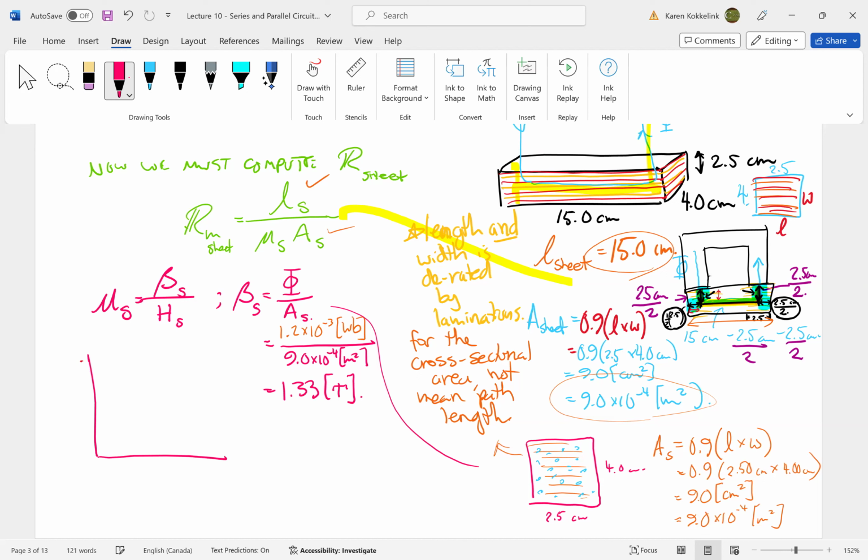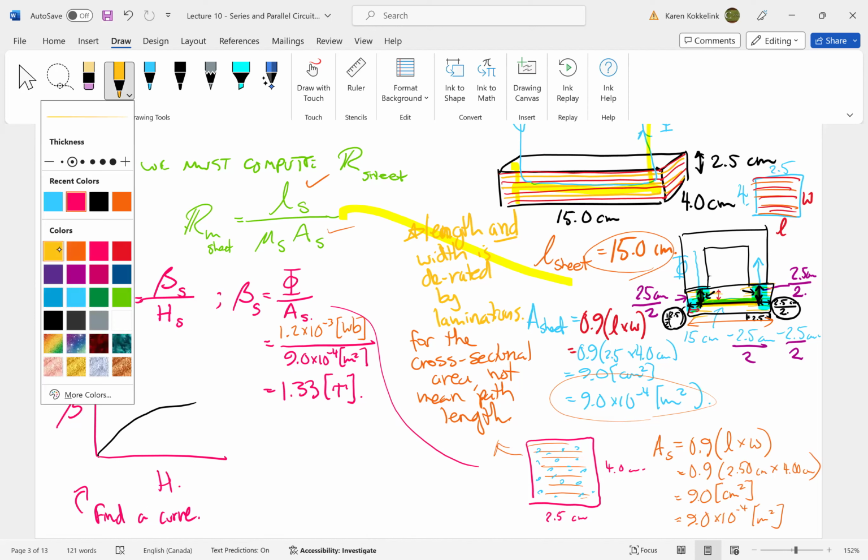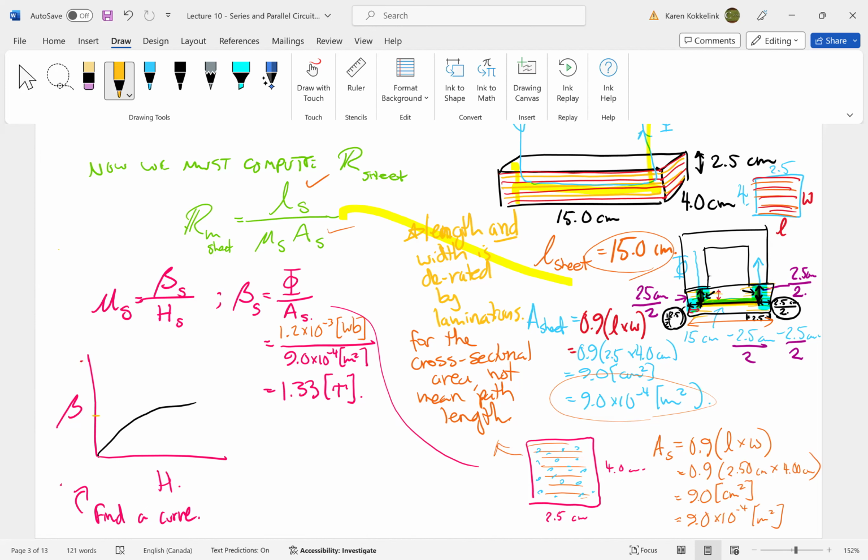Well, because now we can look on a BH curve. We have to find one on the internet, in textbooks, etc. It looks like this. Actually, for sheet metal, it looks more like this. And now I know the shape of the curve and I know one point on the curve. The point that I know is beta in Teslas.